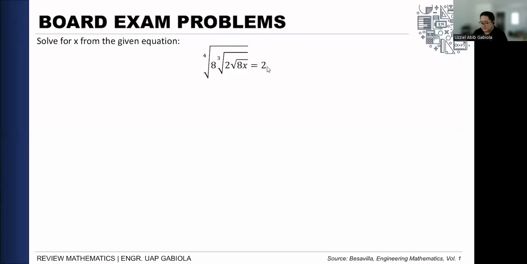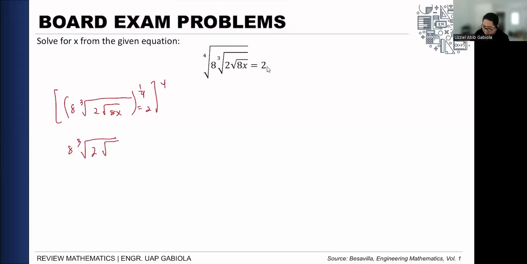Okay, so let's try to solve this. So we have ito, fourth root. So i-diretso ko na yung solution, no? So we have 8 cube root of 2 square root of 8x is equals to 2. This is raised sa 1/4. So i-raise natin both side by 4, no? So this is 8 cube root of 2 square root of 8x is equals to 16. Divide natin both side by 8. That is cube root of 2 square root of 8x is equals to 2. Then this will be 2 square root of 8x raised to 1/3 is equals to 2.